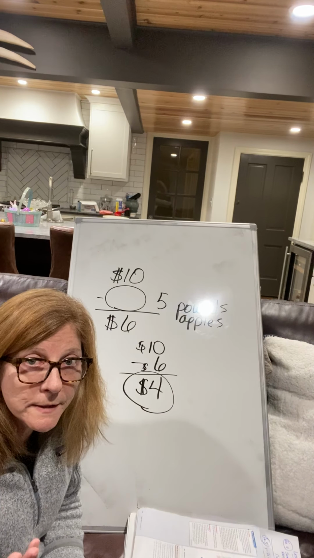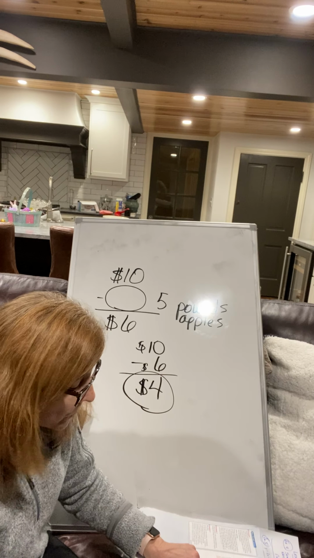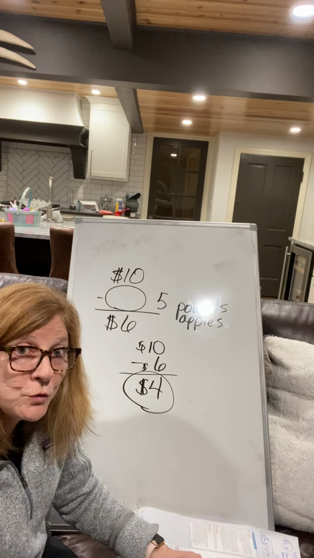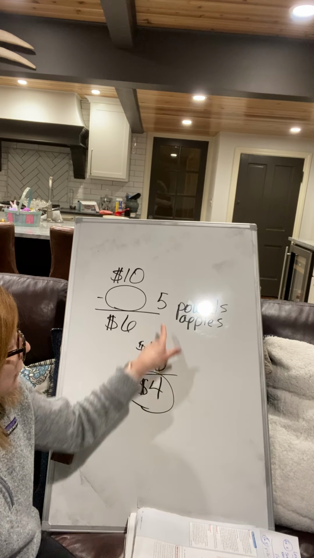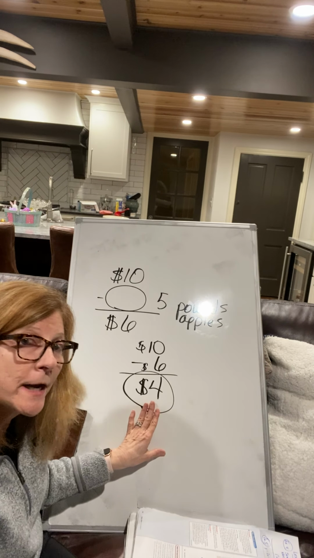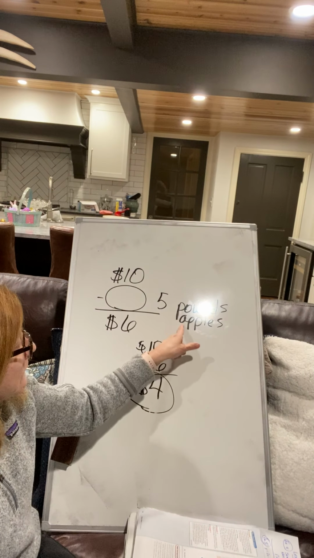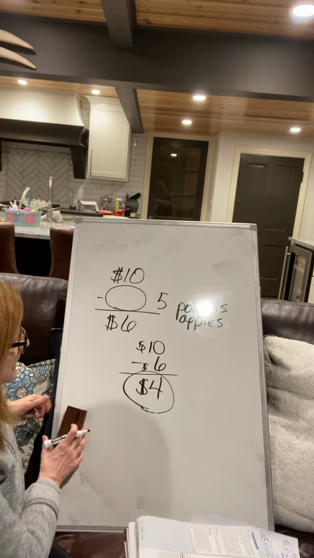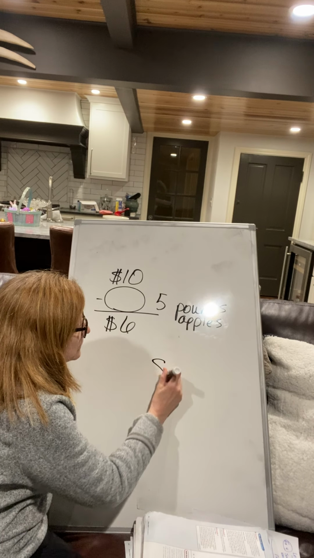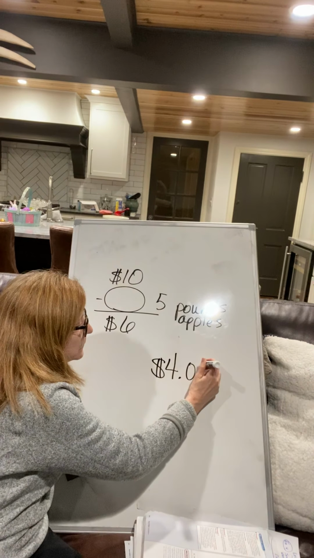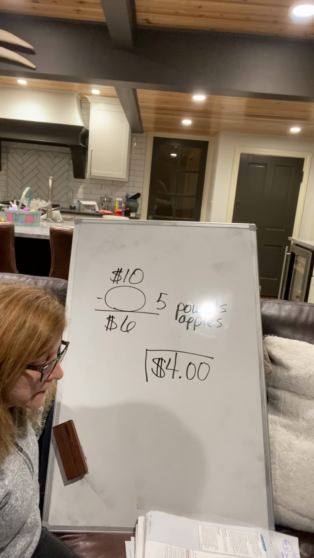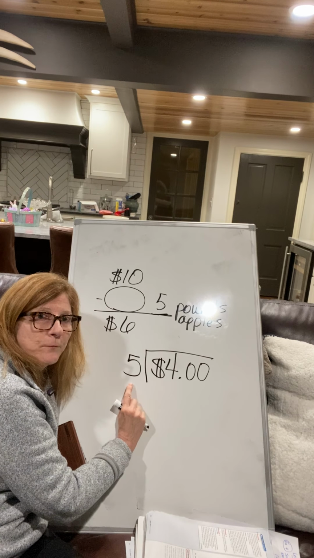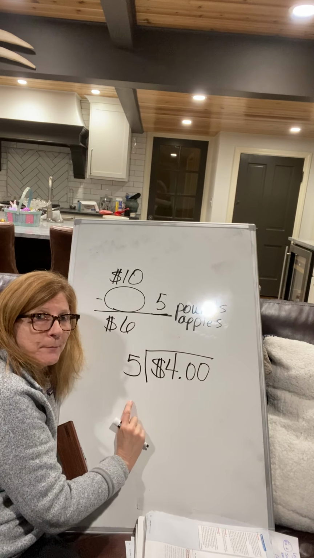Now, what is it that we're trying to find out? The question is, what was the cost of each pound of apples? Well, we found out he spent $4, but he bought 5 pounds of apples, so this isn't our answer. Now we've got to find out how much each of these pounds of apples cost. To do that, we take this $4 and divide it by these 5 pounds, because we want to know what $4 split 5 ways is, since that would be what each pound of apples cost.